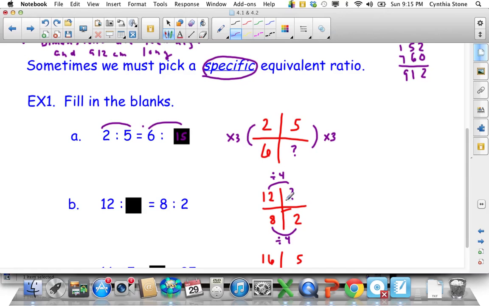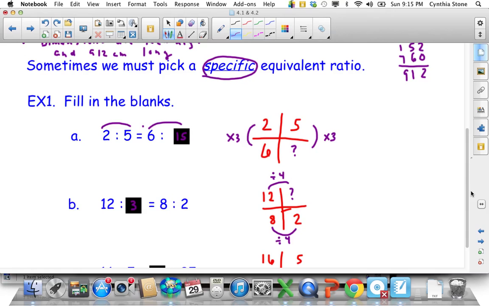So see here, I'm working top and bottom. Here I work side to side, and the idea is just to find a relationship that works, that you can easily do the math. I'm avoiding working with the decimal, because if I tried 12 divided by 8 equals what divided by 2, that's a little bit harder. This is nice and easy. So 12 divided by 4 is 3, so that means 12 to 3 equals 8 to 2. I found the relationship between these two, and I applied it here.